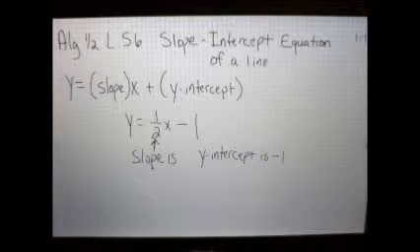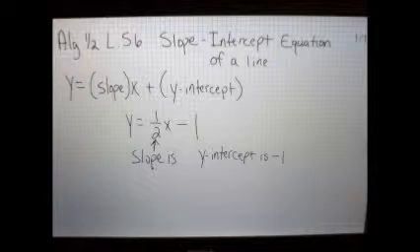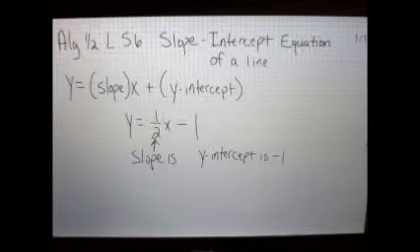Today's lesson for Algebra Half is lesson 56, which talks more about the slope-intercept equation of a line. We've gone over some of this material before. One of the things that we're going to look at in this lesson is if the equation of a line is written in the slope-intercept form, then we can read the slope and the y-intercept directly from the equation and take that and put it right onto the graph itself.